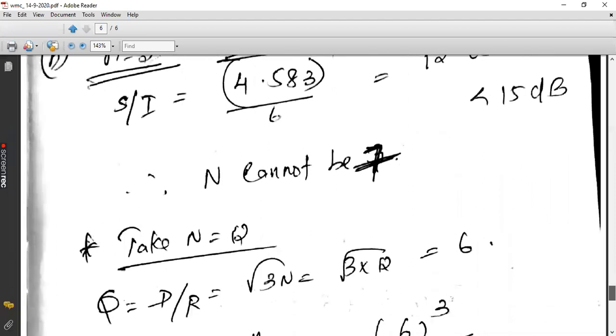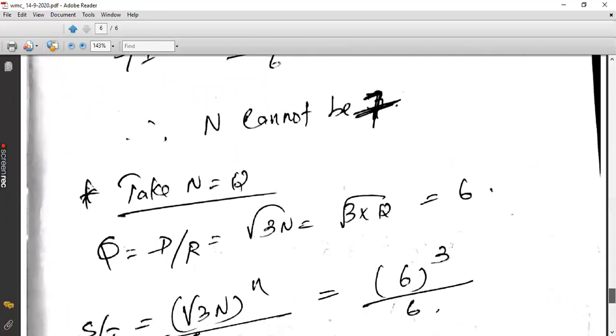Now after 7, I will take 12. The only possibility after 7 is 12. 3 is okay, 7 is okay, then it is 12. I square plus ij plus j square. If you take i and j as 2 and 2, then 2 square plus 2 into 2 plus 2 square. That is 4 plus 4 plus 4, that is 12.